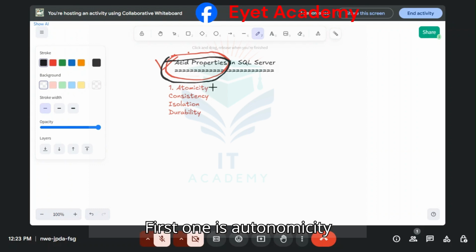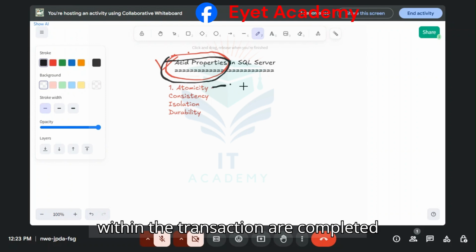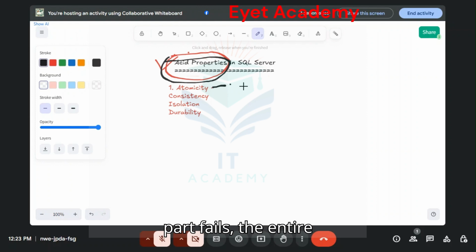First one is atomicity. It ensures that the transaction is treated as a single unit. Either all operations within the transaction are completed or none are. If any part fails, the entire transaction is rolled back.